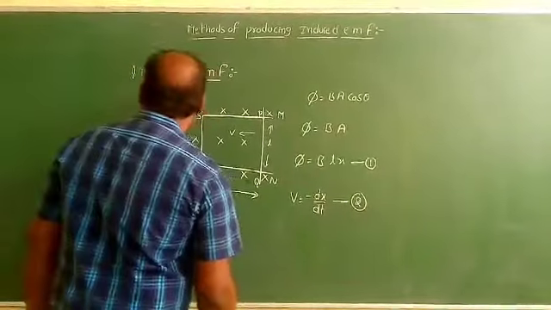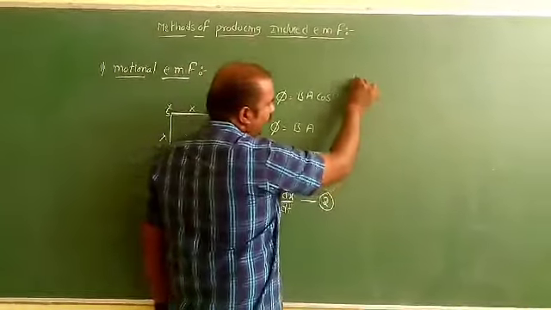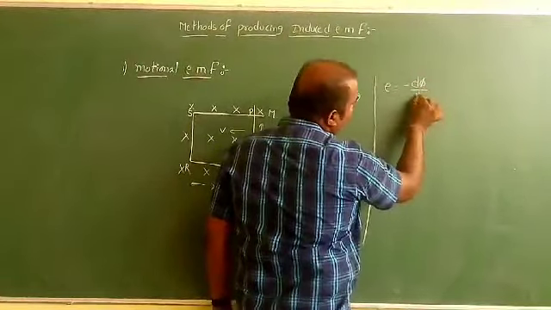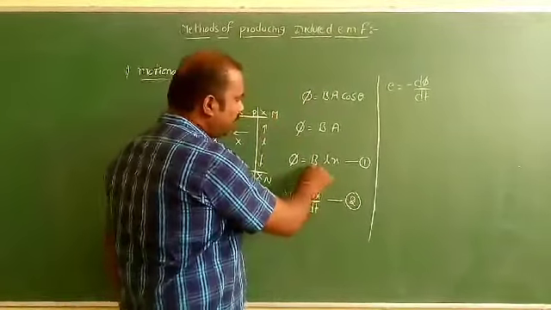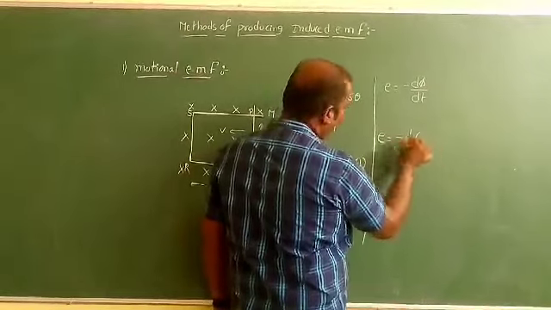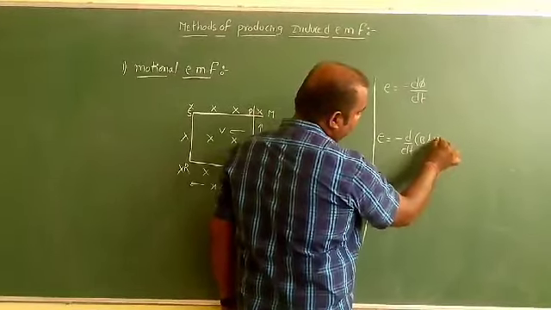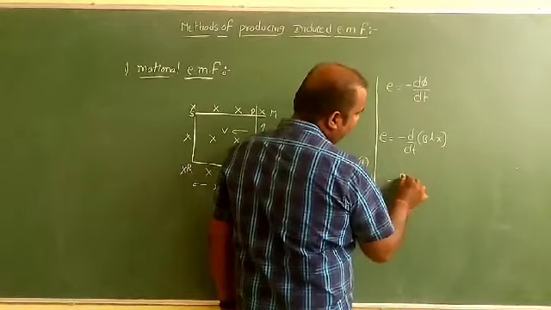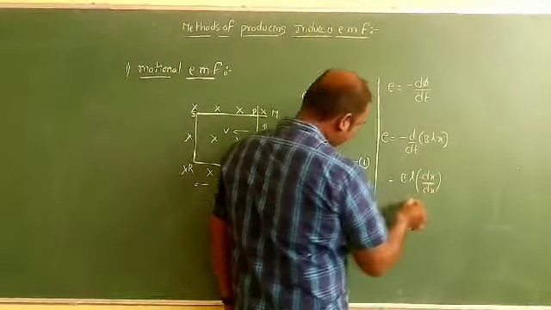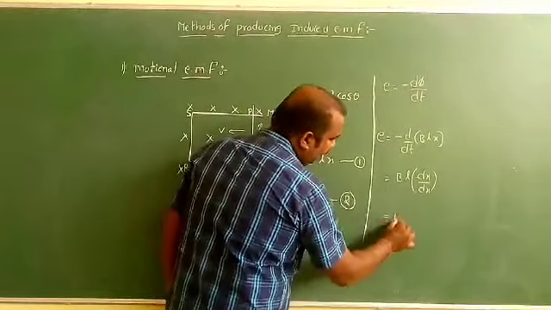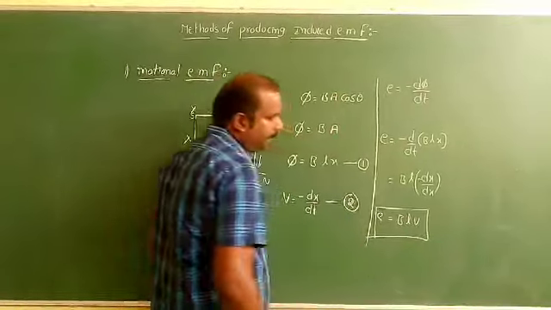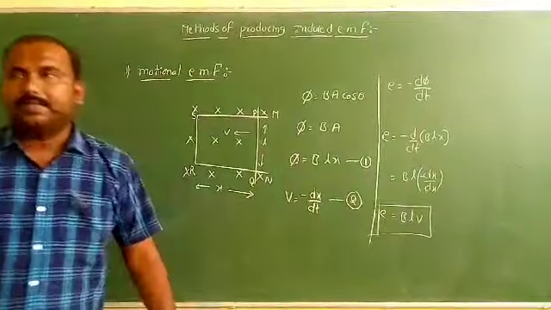And finally, here I am using the induced EMF, E is equal to minus dΦ by dt. In place of Φ, you substitute this equation. E is equal to minus d by dt of what is the Φ value? BLX. Now, if you take common BL, it will be dx by dt, and dx by dt is nothing but V, and finally you will get E is equal to BLV, and finally this is the equation we want. So finally this equation is very important.